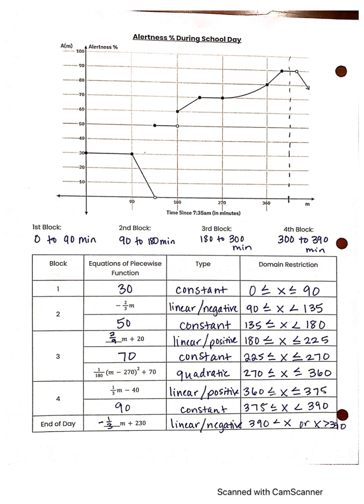So first block is from 0 to 90 minutes. Second block is from 90 to 180 minutes. Third block is 180 to 300 minutes and includes your lunch. And then fourth block is 300 to 390 minutes. We're going to go ahead and write the equations of this piecewise function by identifying what type they were. So thinking back to the full-size graph, we labeled the first part from 0 to 90 minutes as a constant function.